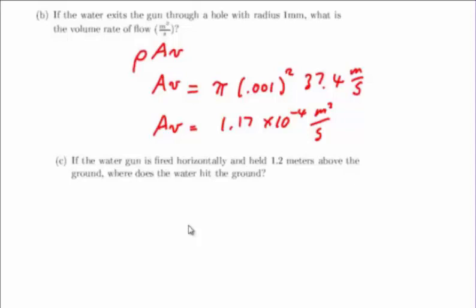Finally, in part C, we're asked that if the water gun is fired horizontally and held 1.2 meters above the ground, where does the water hit the ground? This is a projectile problem. The first thing we recognize is that the 1.2 meters represents the initial height of the water as it exits the gun, and the 37.4 meters per second represents the initial velocity of the water, and since the gun is held horizontally, that velocity is entirely in the x direction, meaning that the velocity in the y direction at the initial moment is 0.